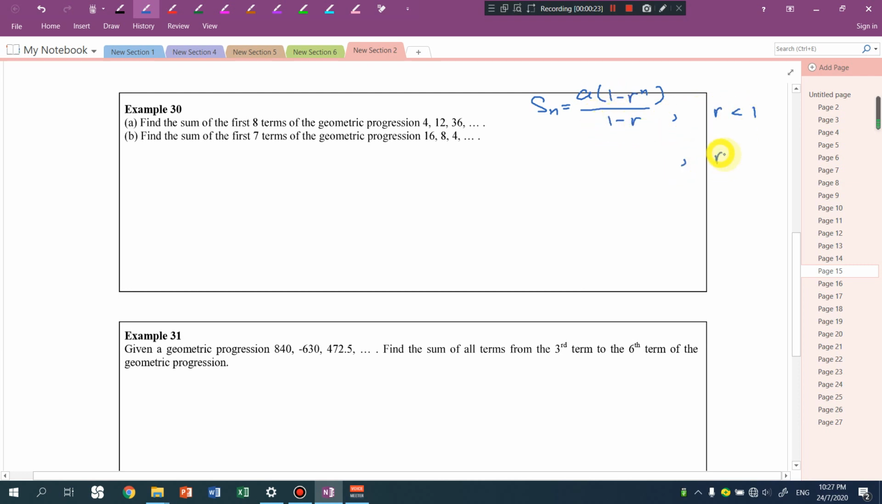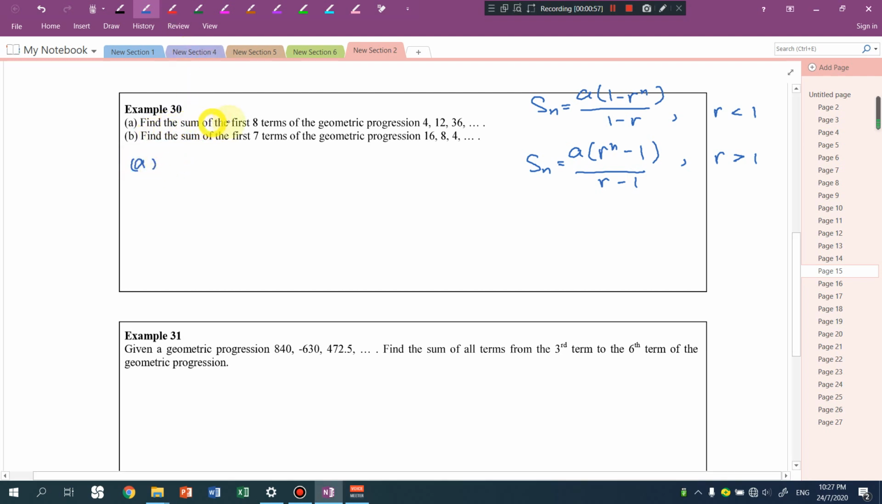When r is greater than 1, we will prefer to use another formula, which is a(r^n minus 1) over (r minus 1). But actually you can interchange them. For example, when r is greater than 1, if you don't want to use this formula and you use the other formula, you will still be able to get the correct answer. Okay, let's see how we use these two formulae to help us get the sum to the n term.